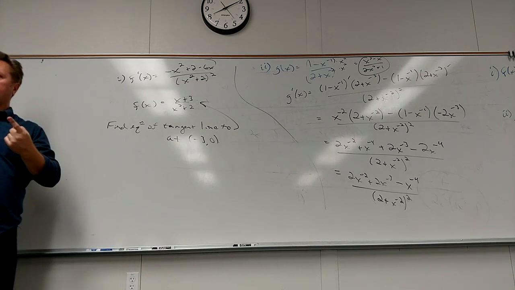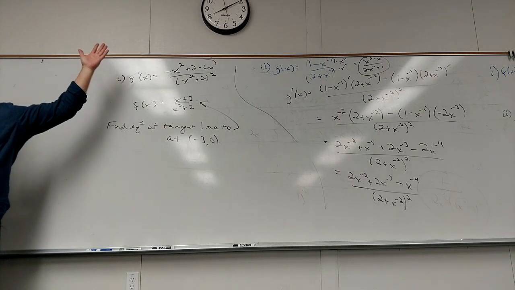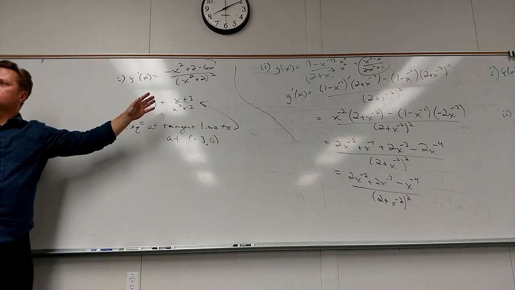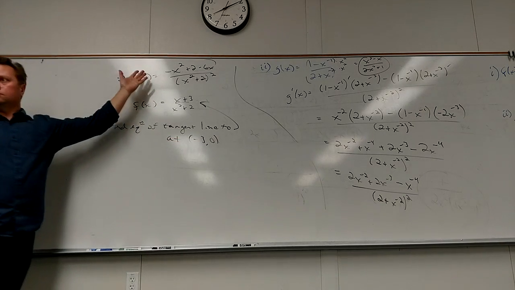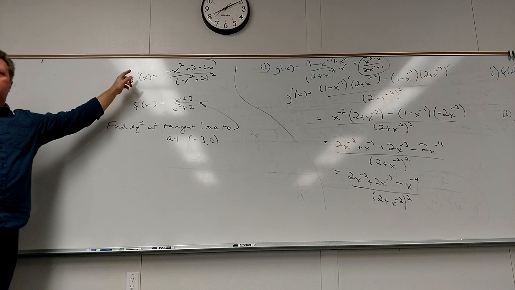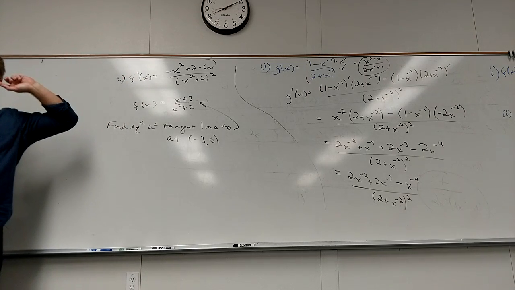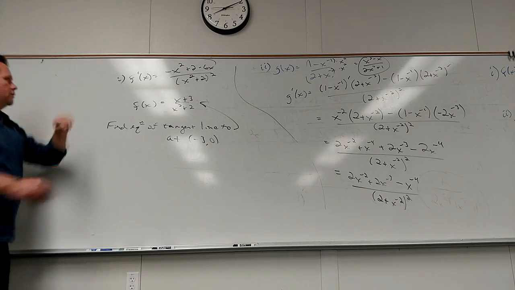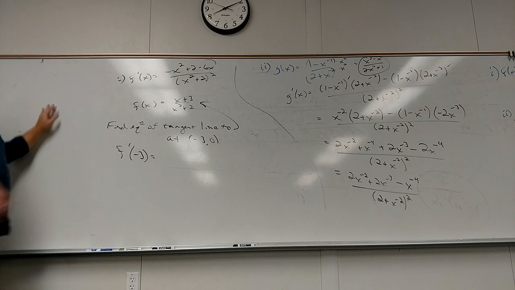Slope. And how do I find the slope? I've got a function that tells me the slope anywhere. Yeah, plug -3 in. What's this function's purpose? It tells you the slope of this function anywhere. So if I plug in -3, what do you guys get?